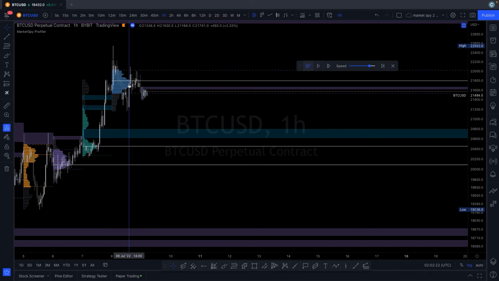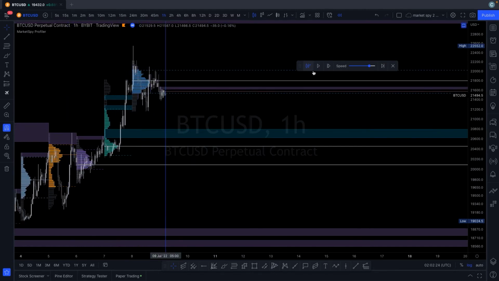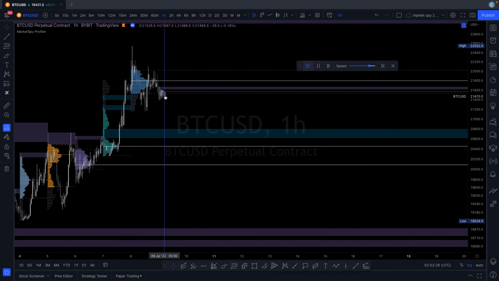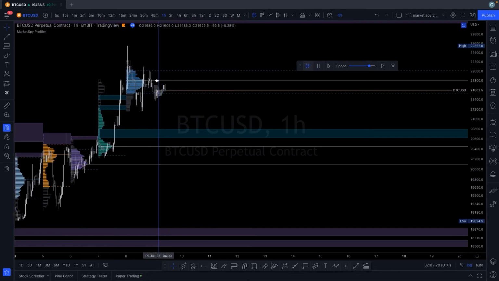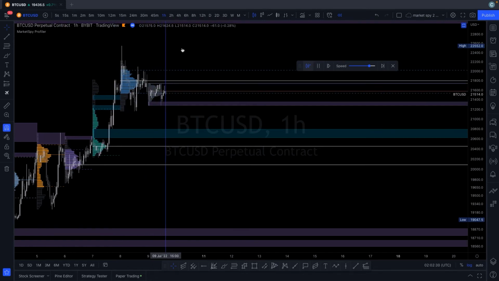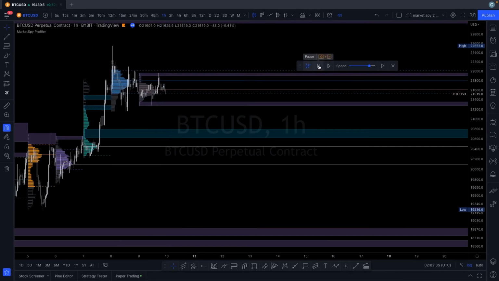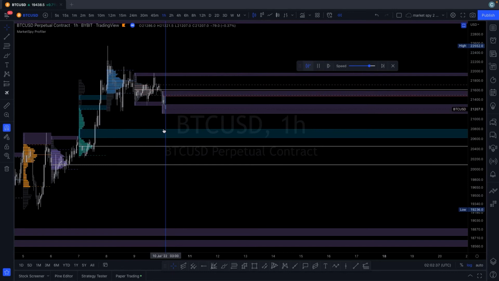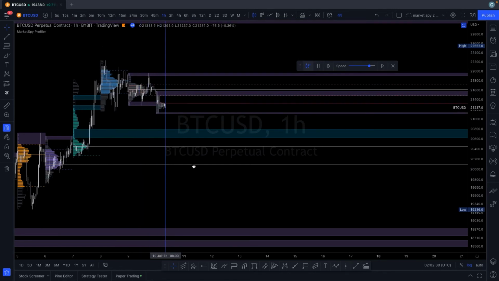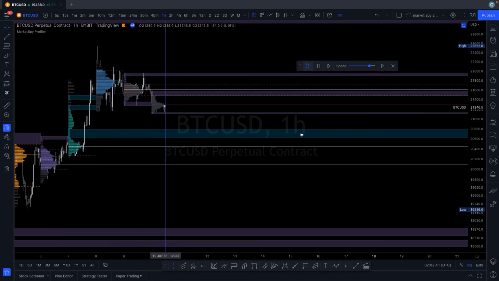Again, we have that naked point of control. We've been on an uptrend. We talked about this earlier. Price is going to make an attempt to gain acceptance above this. But as we can see, it does not happen. And since we do not gain acceptance, where are we going? We need to balance the auction here, and we have magnets down here.